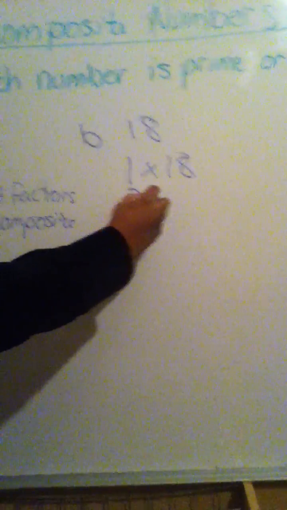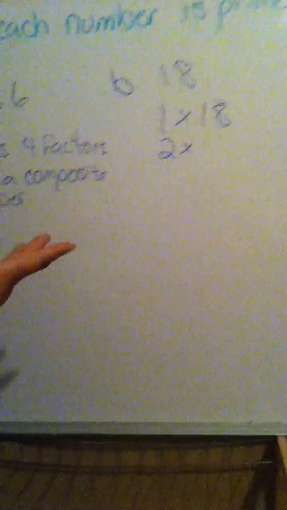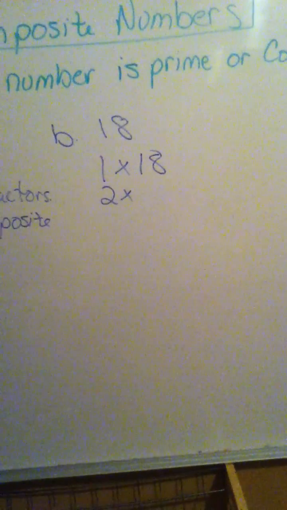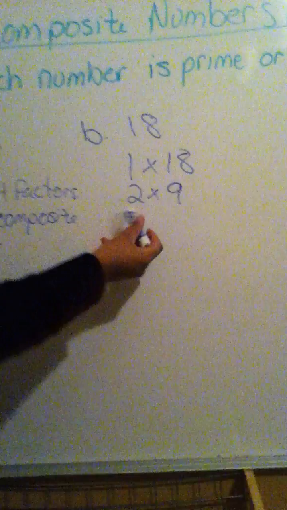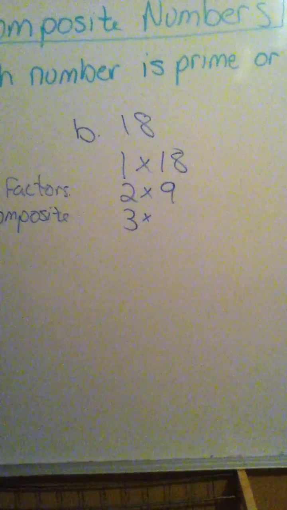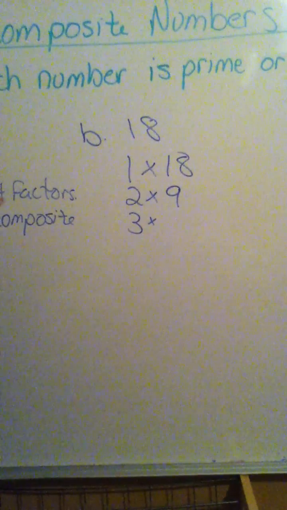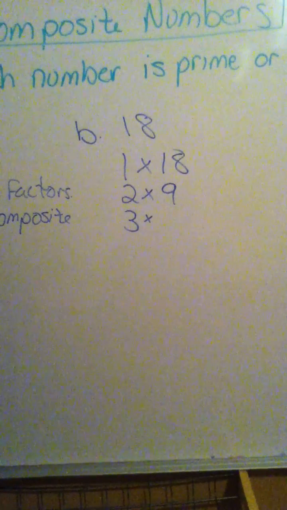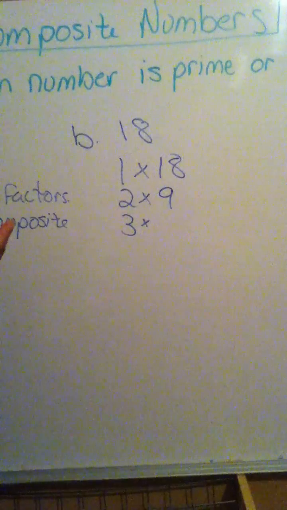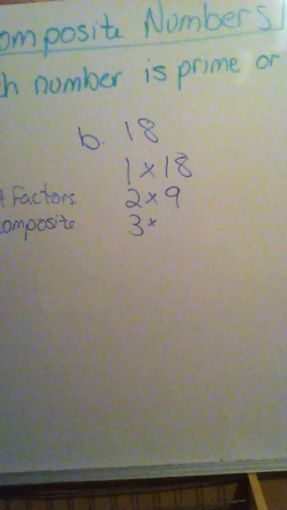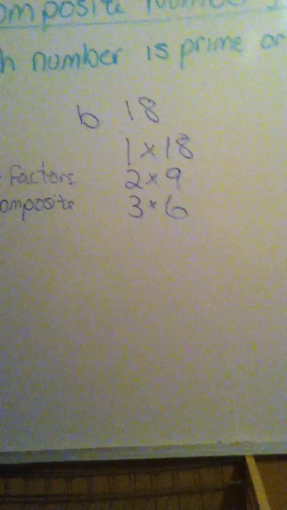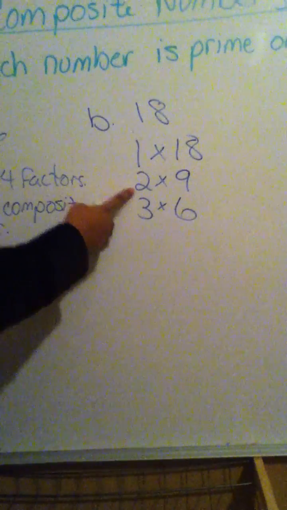1 times 18. I checked 1. Now I'm going to check 2. What times 2 will give me 18? I'm going to say my 2s. 2, 4, 6, 8, 10, 12, 14, 16, 18. I got 9. 2 times 9. I checked 1, I checked 2, now I'm going to check 3. 3, 6, 9, 12, 15, 18. I got 6. 3 times 6 will give me 18.